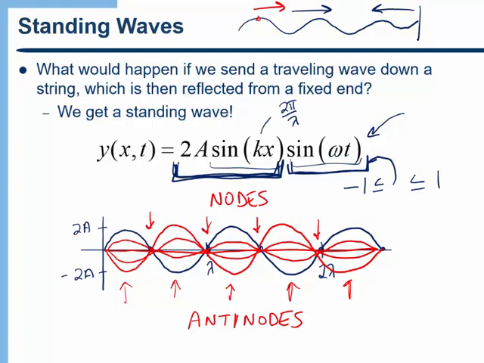And you'll see this in lab. It's really kind of a cool looking thing that the string is just vibrating back and forth. At the antinodes, it's vibrating a maximum amount. At the nodes, it's not vibrating at all. So that's what a standing wave is. Notice that we get a standing wave when we simply have a right traveling wave and a left traveling wave passing each other on the string.